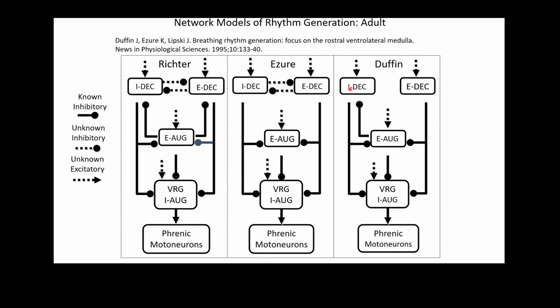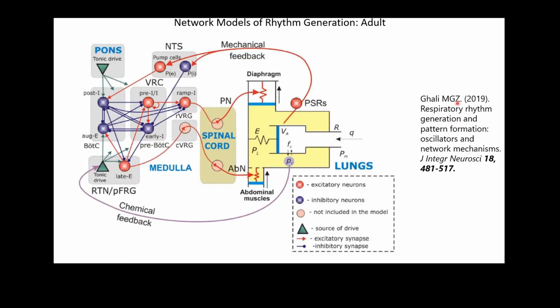And so if you do a computer model of this, which I did, a very simple one, it does work. It does oscillate. But there are much more complicated models out there if you wish. And some of them look like this. So there are all kinds of inhibitory and excitatory connections proposed, connections down the spinal cord and what's happening in the lungs, receptors in the lungs, mechanical feedback. So this is from Galley's picture here. So you should know that there are a ton of very complex network models. This is not the only one there.